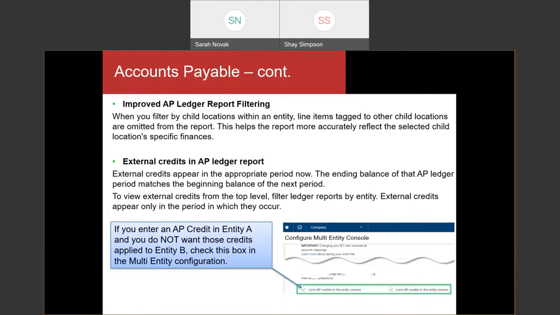Now, one thing to note is that for the clients that are multi-entity, which most of you should be on a multi-entity shared environment, we just need to make sure that if you enter an AP credit in entity A and you do not want those credits applied to entity B, make sure that in the multi-entity configuration this box is checked that limits our AP credits to the entity owners, okay?